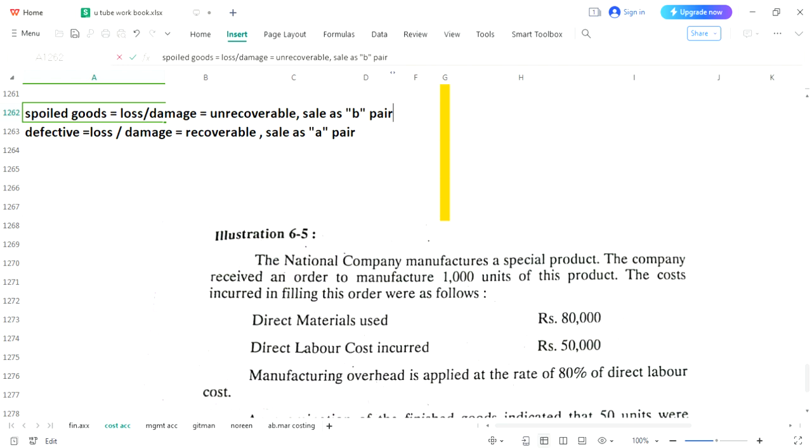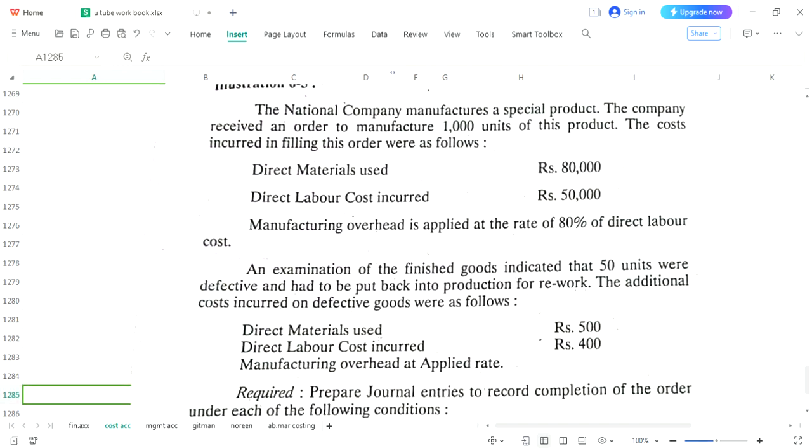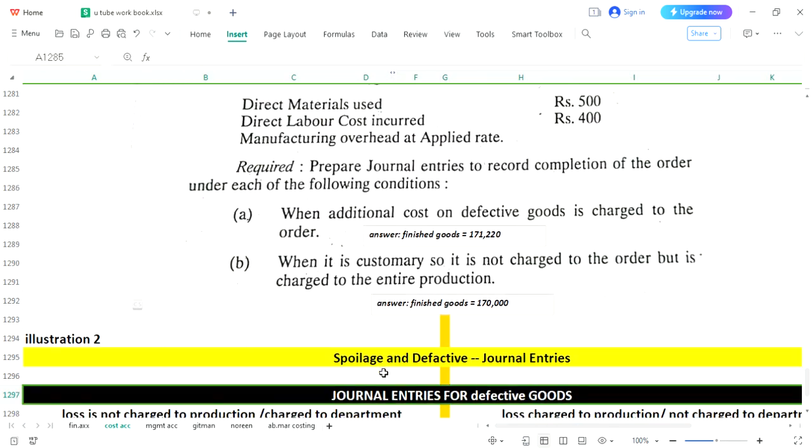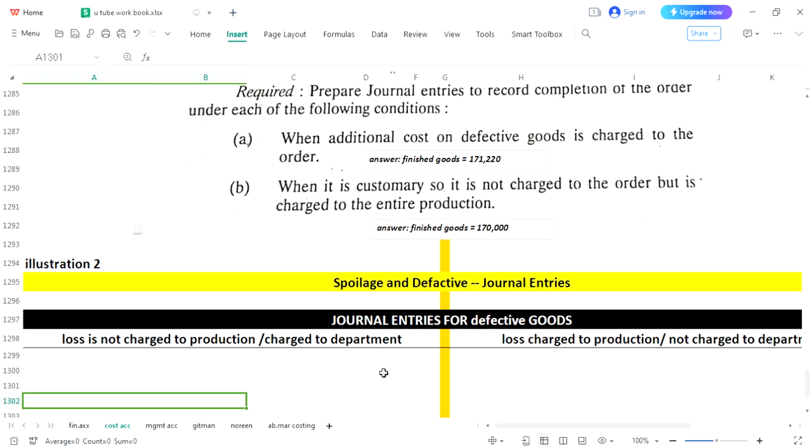You can see the format or the volume of the question, and that's all. From here to here is our question, and we will write our journal entries first, because the requirement is what? Prepare journal entries, and we need to start our question by putting journal entries. The first journal entry, for spoiled, defective, charge to the production, not charge to the production, is similar.